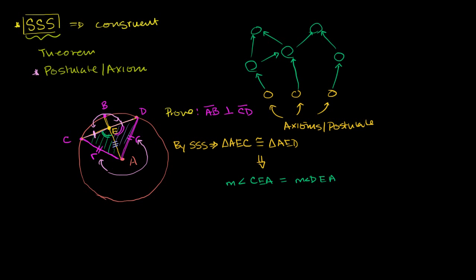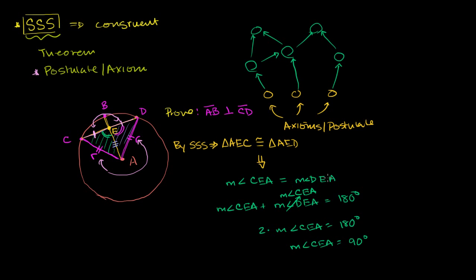So we also have the measure of angle CEA plus the measure of angle DEA is equal to 180 degrees. But they're equivalent to each other. So I could replace the measure of DEA with the measure of angle CEA. Or I could rewrite this as 2 times the measure of angle CEA is equal to 180 degrees. Or I could divide both sides by 2, and I say the measure of angle CEA is equal to 90 degrees, which is going to be the same as the measure of angle DEA, because they're equivalent.